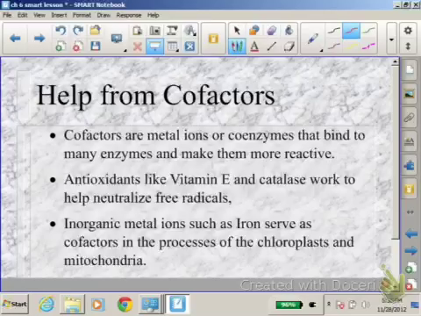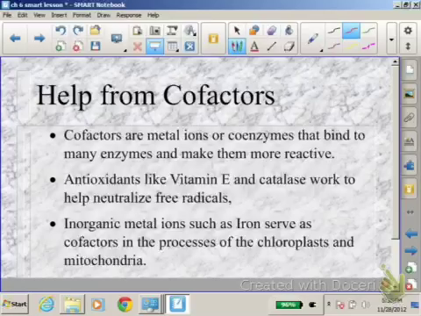And then you also have inorganic metal ions such as iron that serve as cofactors in the processes of the chloroplast and the mitochondria. So you have cofactors that actually help your body carry out processes in the chloroplast, not really you, but plants, carry out photosynthesis and cellular respiration in mitochondria. So you do need a lot of the minerals that you can get from your food and things like that.